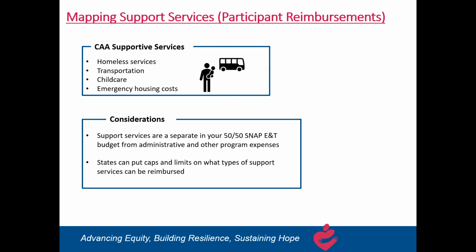Again, like childcare, states are encouraged to find childcare opportunities for their SNAP E&T program. The state of Washington tapped into their TANF funded childcare and made their SNAP E&T participants eligible to tap into that subsidized childcare opportunity. And so there's certain ways that states have tried to make those services available for their SNAP E&T participants.